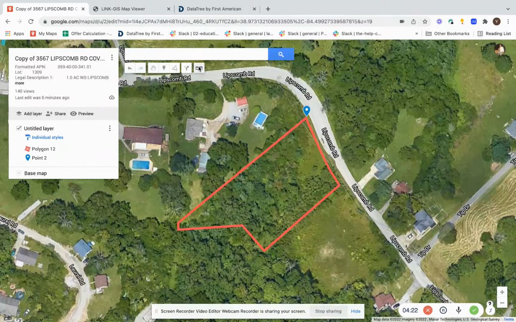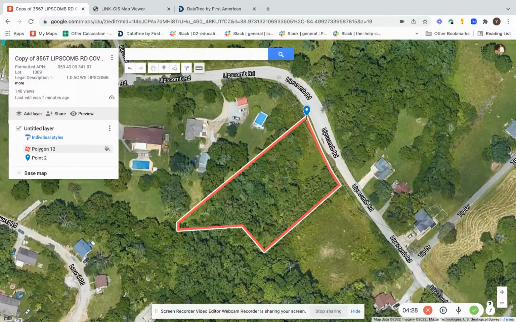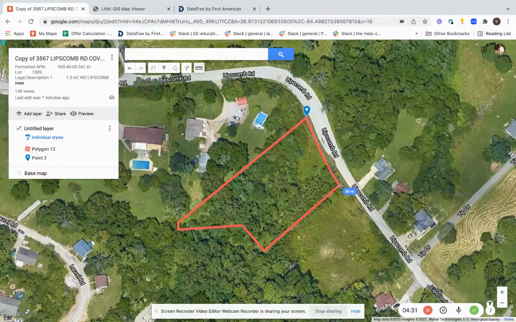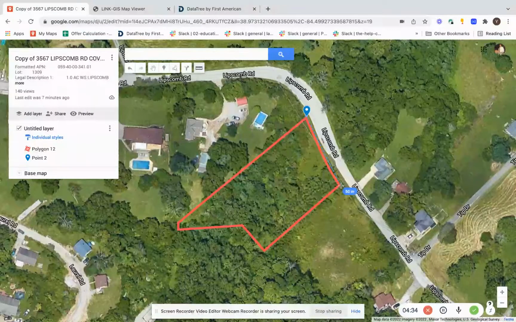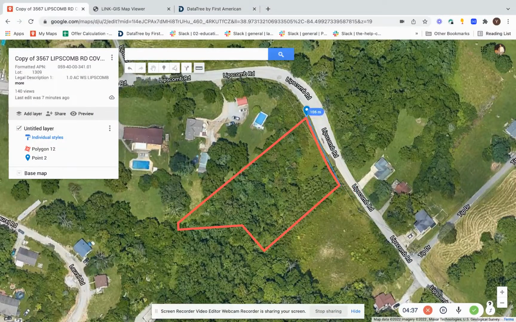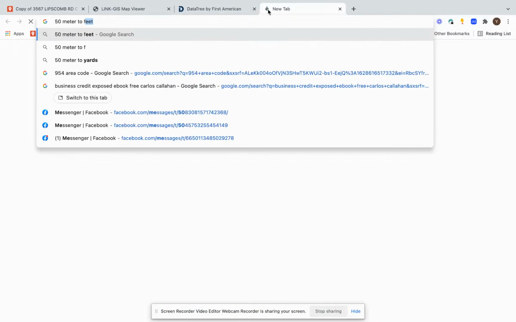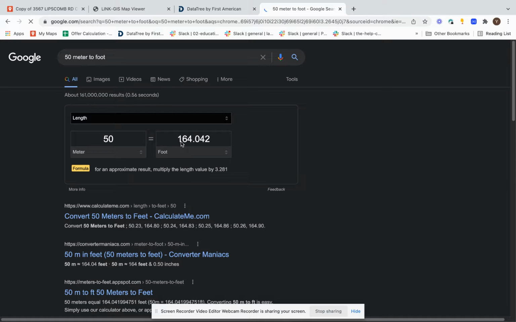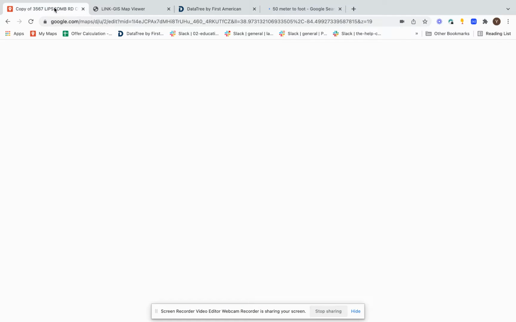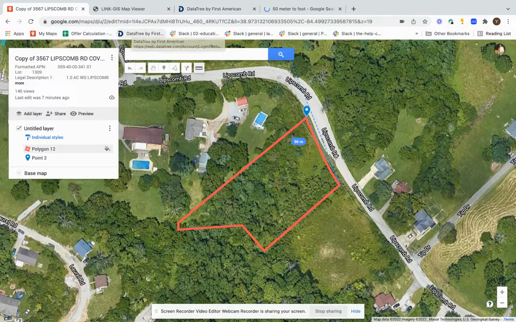by measuring the part that faces the road. So if we go from here all the way here, we're talking about approx 50 meters. So we can make a quick conversion here. 50 meters to foot, that would be equal to about 164 foot. Okay, and that will be the frontage of the lot. Let me go back to the map here. Okay, so that's the front.